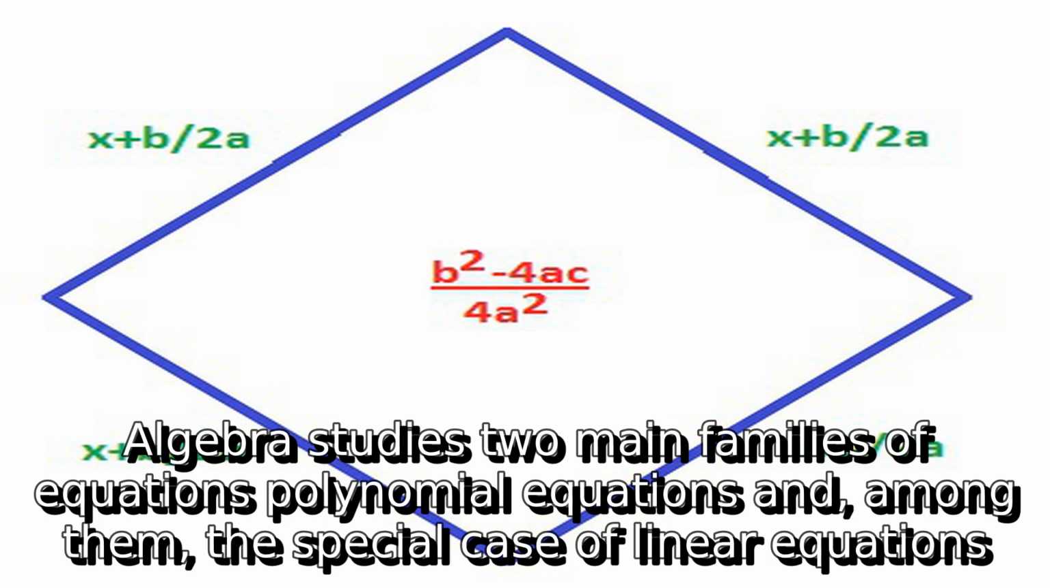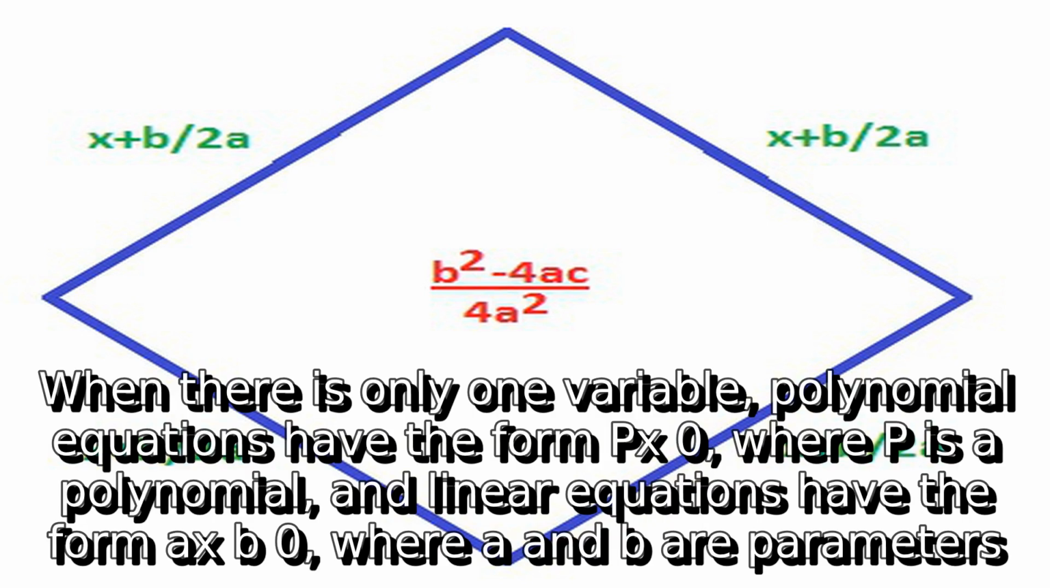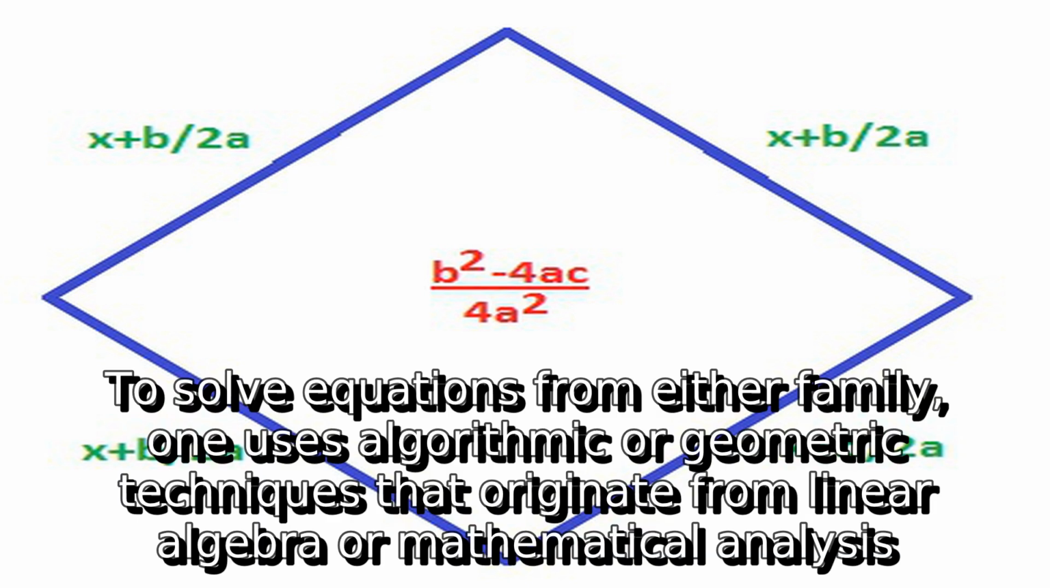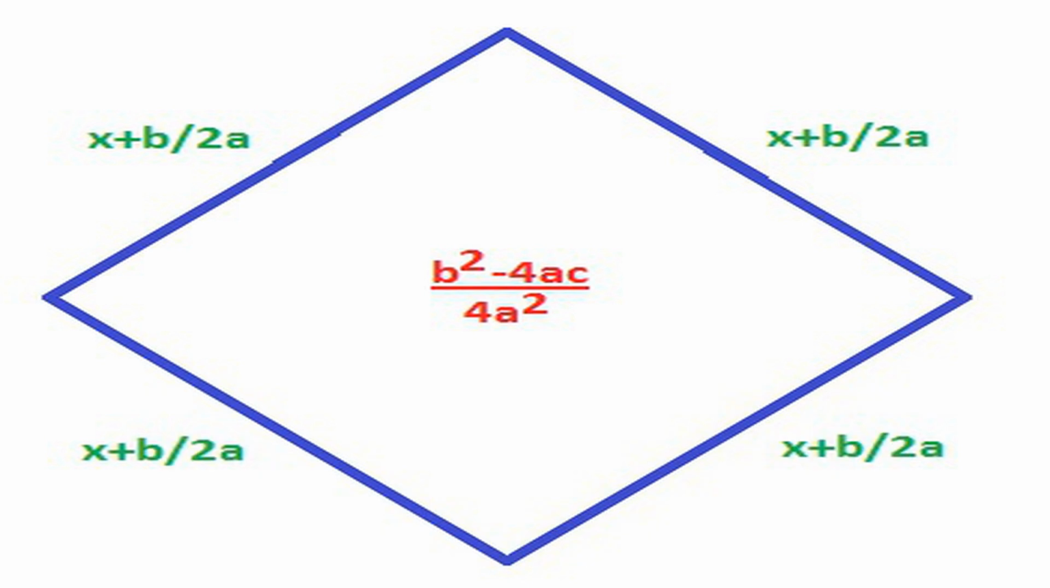Algebra studies two main families of equations: polynomial equations and, among them, the special case of linear equations, when there is only one variable. Polynomial equations have the form P(x) = 0, where P is a polynomial, and linear equations have the form ax + b = 0, where a and b are parameters. To solve equations from either family, one uses algorithmic or geometric techniques that originate from linear algebra or mathematical analysis.